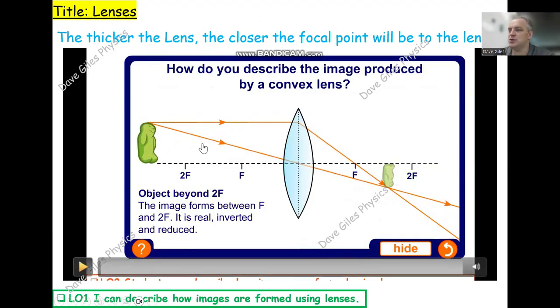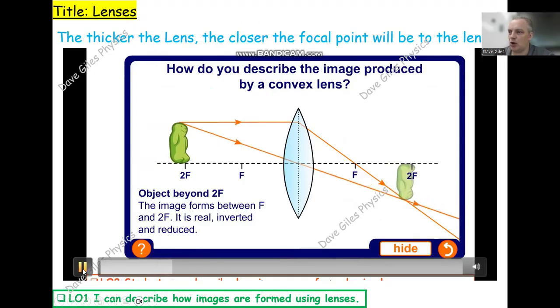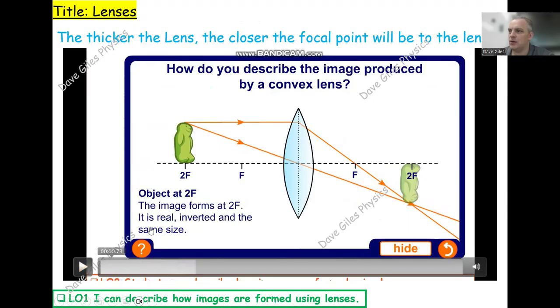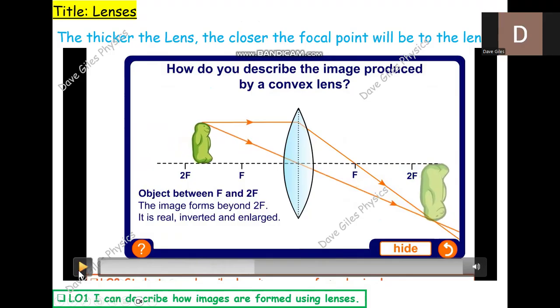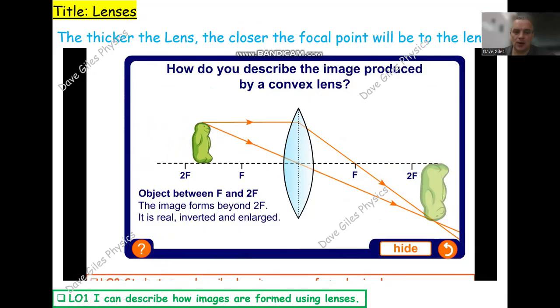So here, if the object is beyond 2 times the focal length, the image is real, inverted, and reduced. So that means by reduced, it's made it smaller than the original object. If we put it at exactly 2 focal lengths, the image forms at 2f on this side. It's real, inverted, and the same size. And now, between the focal length and 2 times the focal length, the image forms beyond 2f on this side. It is real, inverted, and it is also enlarged.